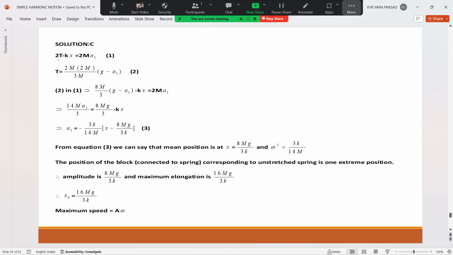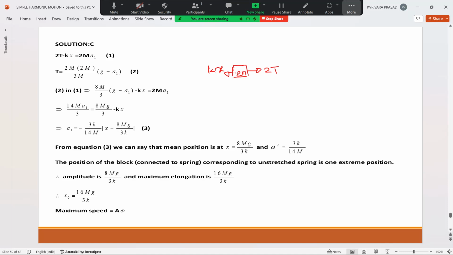That is 2T minus kx. I am drawing here the free body diagram. Its mass is 2m. Tension 2T, spring force, it is now kx. So net force equal to 2T minus kx equal to its mass 2m into A1.